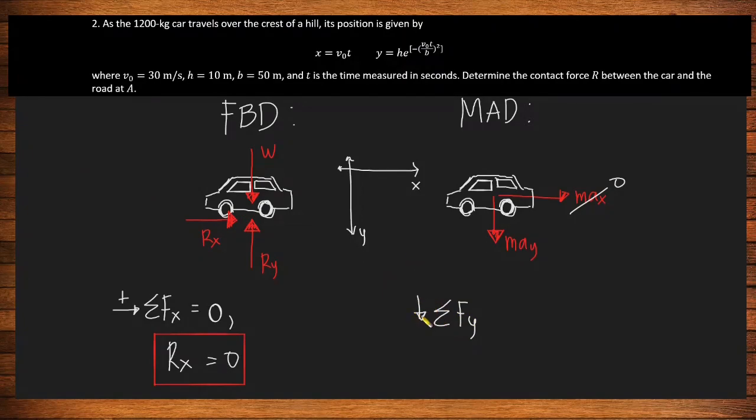So again, taking positive values downward, this will be equal to may. So yung force natin na pababa is yung weight ng car natin. Again, since the given in the problem is the mass of the car, we will simply express our weight in terms of mass. So that will be mg. And then minus our contact force or the y component of our contact force. Since we assumed that the direction of that force is upward, yung ilalagay natin dito is negative. So that will be minus Ry. And this will be equal to may.